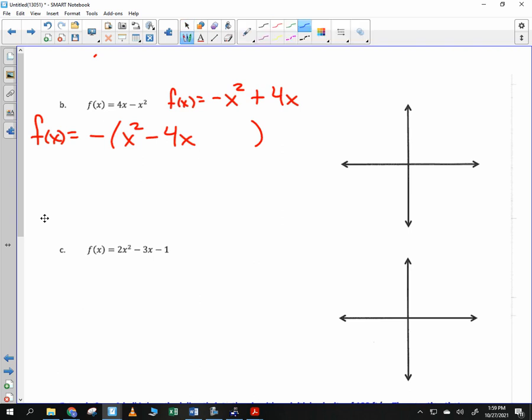So, I need to complete the square. What number completes the square? Everybody go with 4?